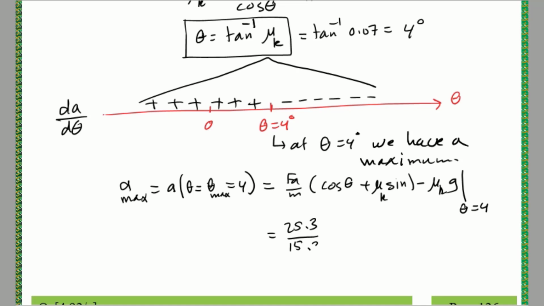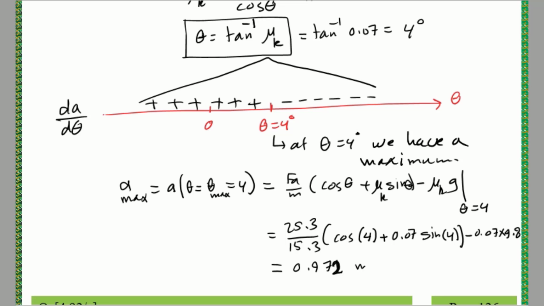The mass is 15.3 cosine the angle which maximizes the acceleration is 4 plus mu k 0.07 sine theta is 4, this is the theta that maximizes the acceleration, minus mu k 0.07 times the acceleration due to gravity, 9.8. Find the answer with your calculator. It is 0.971 or 2, by rounding, meter per second square. It is the maximum acceleration.